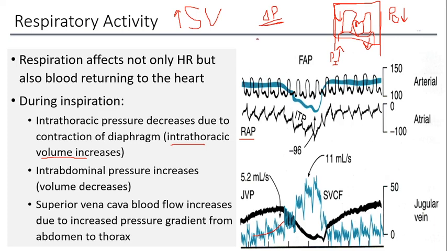So these are ways that we are able to tolerate upright posture and that we're able to carry out exercise, because we have these mechanisms that ultimately help to restore central venous pressure, that help to restore preload, and therefore help to restore stroke volume and cardiac output.